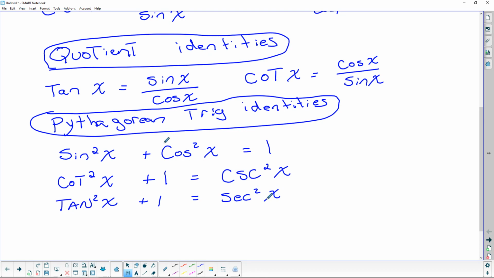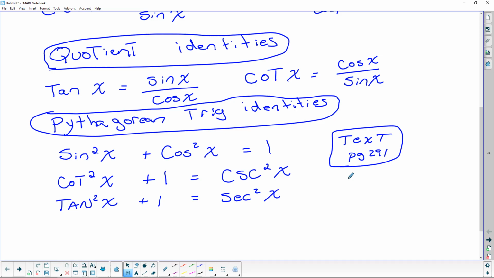Okay, so these can be rearranged in any way. This can be rearranged, this can be rearranged, these can be rearranged. But those are the standard fundamental identities. These in our text are outlined on page 291 as well. So there's our identities.